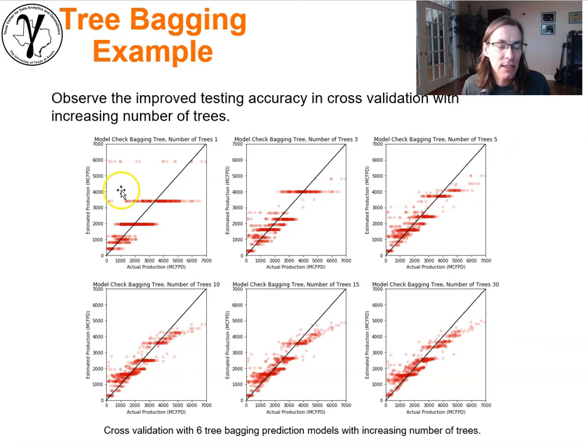Now you can see exactly this smoothing effect because when we were working with just one tree, we have that very discrete, continuous but discrete estimation only over the specific regions of the one tree. So we go to 3, 5, 10, 30 trees, we lose the striations. The actual production, estimated production, we're predicting over much more of a continuous range of production values.